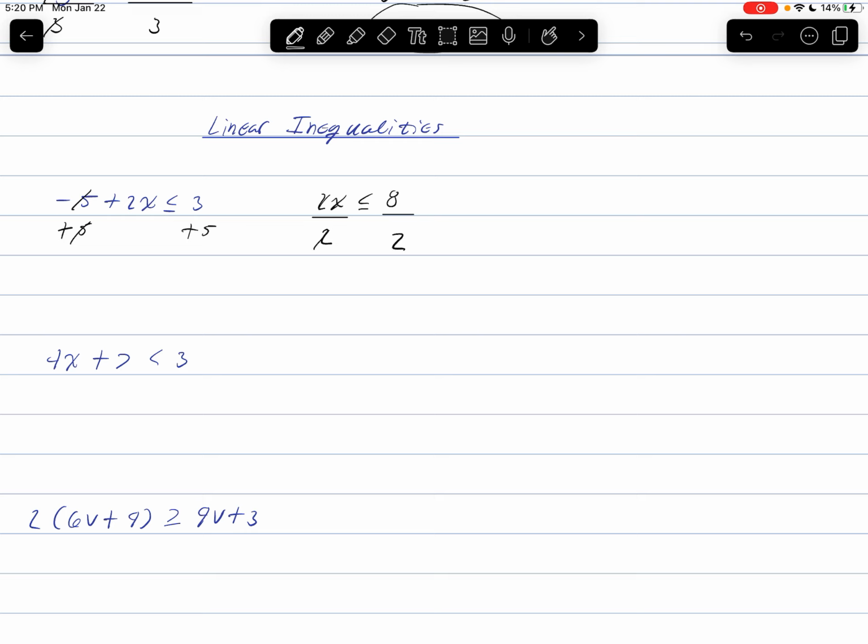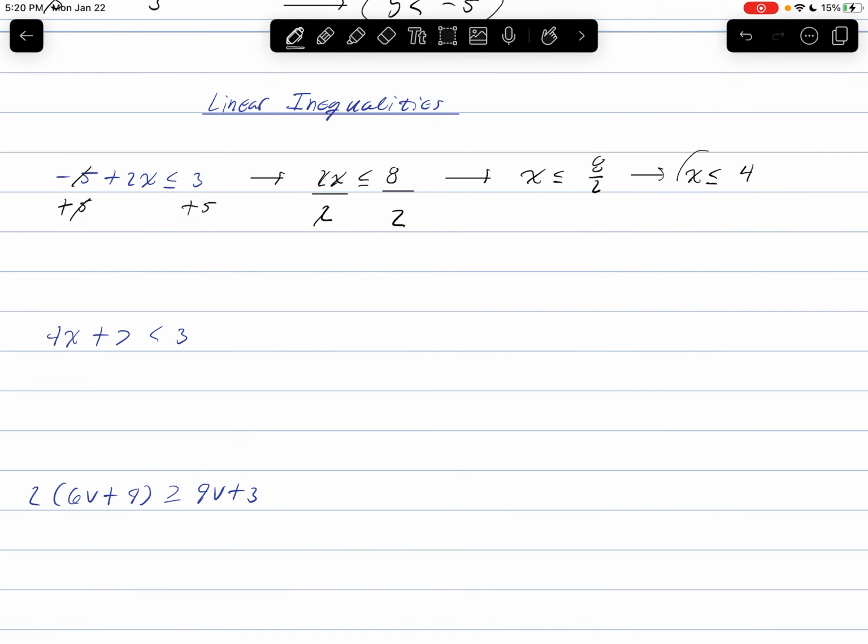We can cancel the 2 here. And then from here, we're going to be left with x is less than or equal to 8 over 2. Okay? And remember, because we divided by a positive number, we didn't have to change the direction of the inequality. Okay, but we can rewrite 8 over 2 as 4, because 8 divided by 2 is 4. So we have that x is less than or equal to 4. And that would be our answer here.